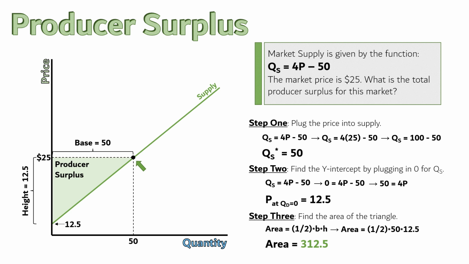This tells us how much profit the producer will earn before subtracting fixed costs. If they have $100 in fixed costs, for example, their total economic profit would be $212.50. Producer surplus represents the excess benefit to the producer for each unit produced.